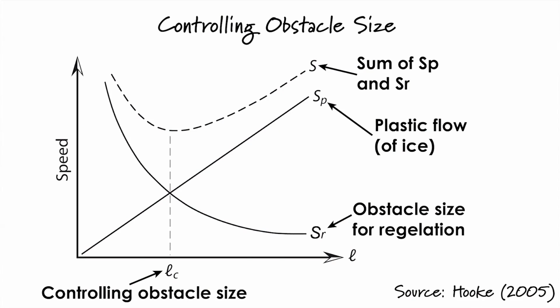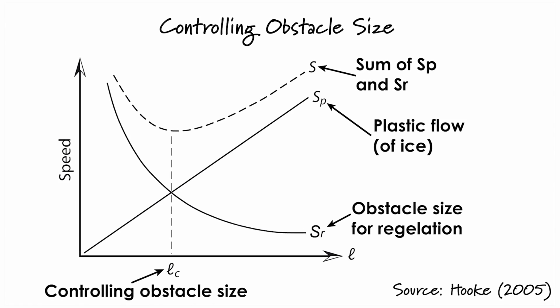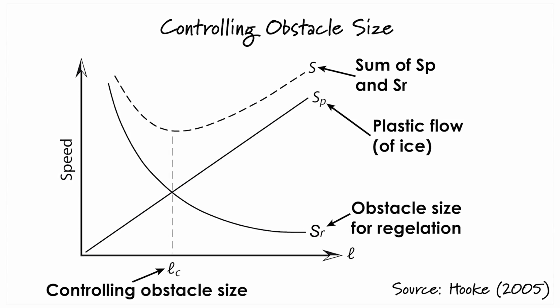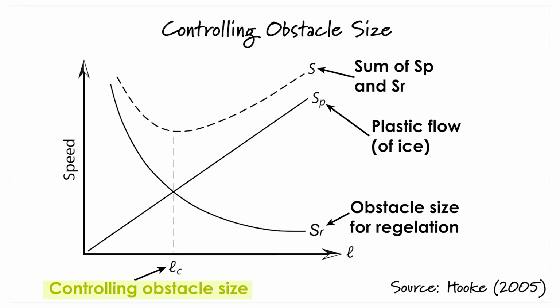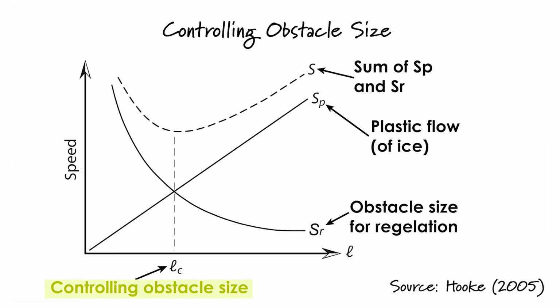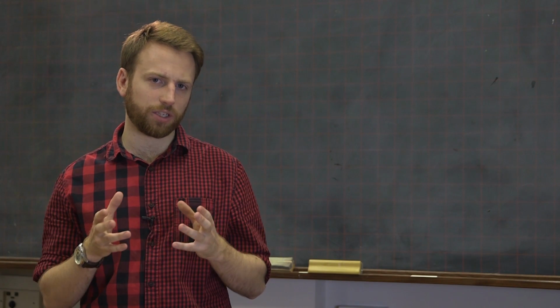If we now draw the graph of enhanced creep and regelation on the same axes, we can now see that these two processes have a point at which they meet. This is called the controlling obstacle size, and it's the point at which efficiency is only lost if the obstacle size increases. This means there's a point at which the roughness of a bed will enhance the flow of the ice more than any other.